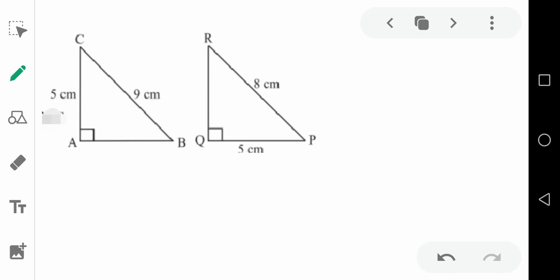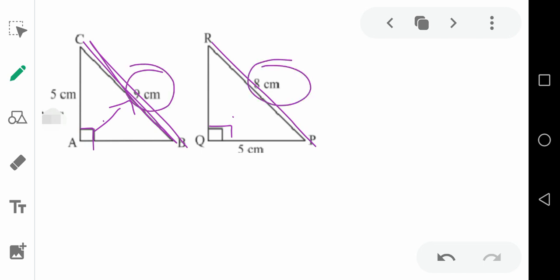So here, are they right triangles? Yes, because the symbol is here, I told you this is 90 degree, this is 90 degree. So we have 90 degree. Now what should you check first? You should check the hypotenuse. So which is the hypotenuse here? The side opposite to 90 degrees. So which is the side here? BC. Here which is the side? RP. So here you can see this is 9 centimeter and this is 8 centimeter.